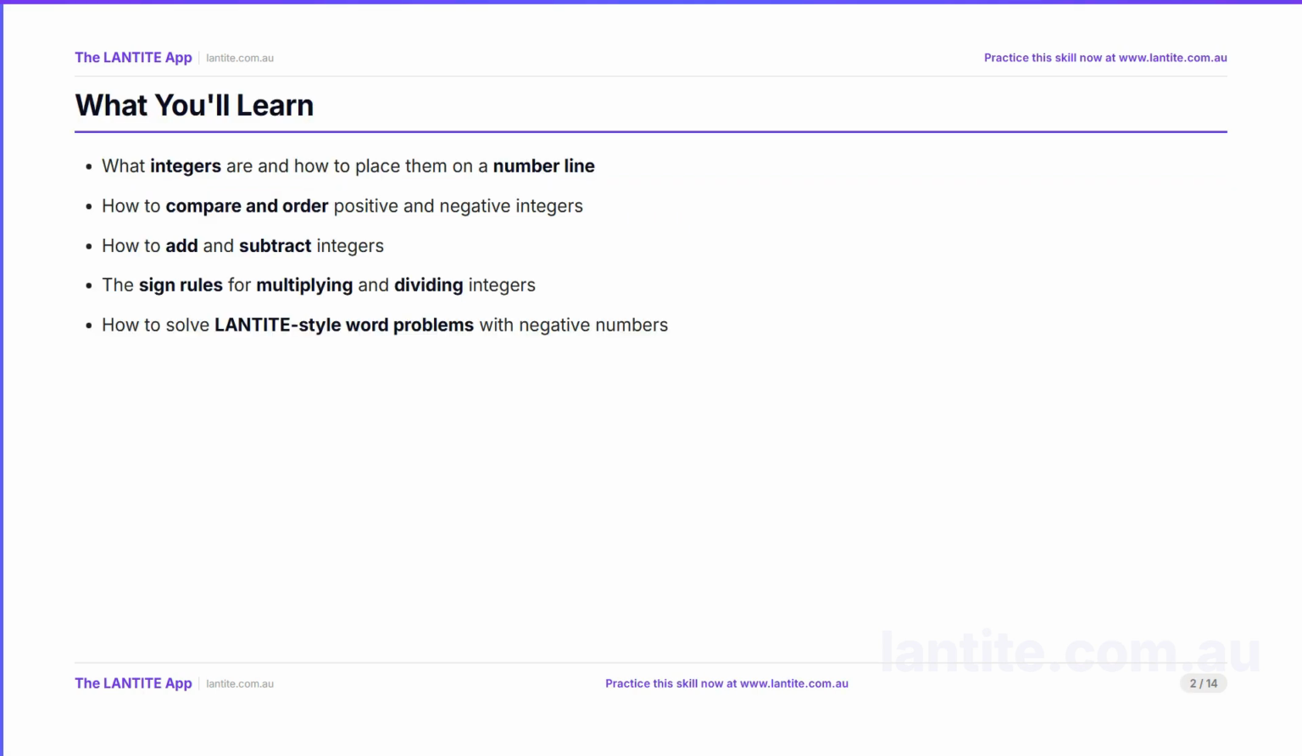By the end of this lesson, you will understand what integers are and how to locate them on a number line. You will be able to compare and order positive and negative integers. You will know how to add and subtract integers, including when both numbers are negative. You will learn the sign rules for multiplication and division. And you will practice with LANTITE-style word problems involving negative numbers.